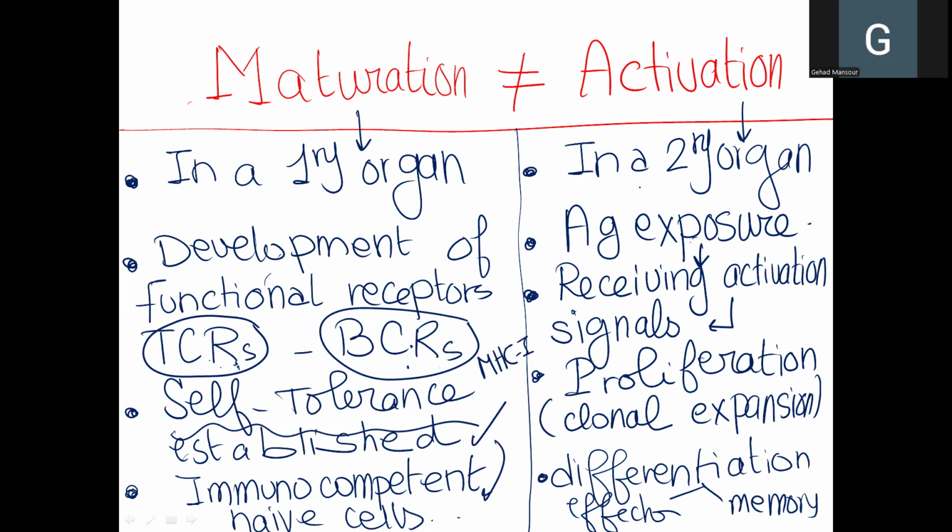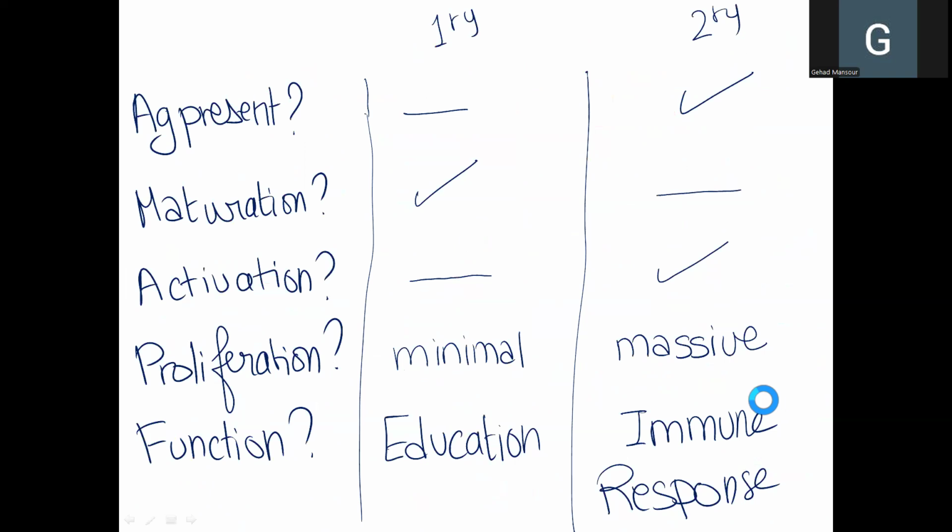Why naive? Because we haven't yet encountered the antigen, and therefore we haven't yet entered into the phase of activation. But in activation, the cell is no more naive. It has been exposed to the antigen. It has proliferated and shown clonal expansion and has also differentiated into effector and memory cells.